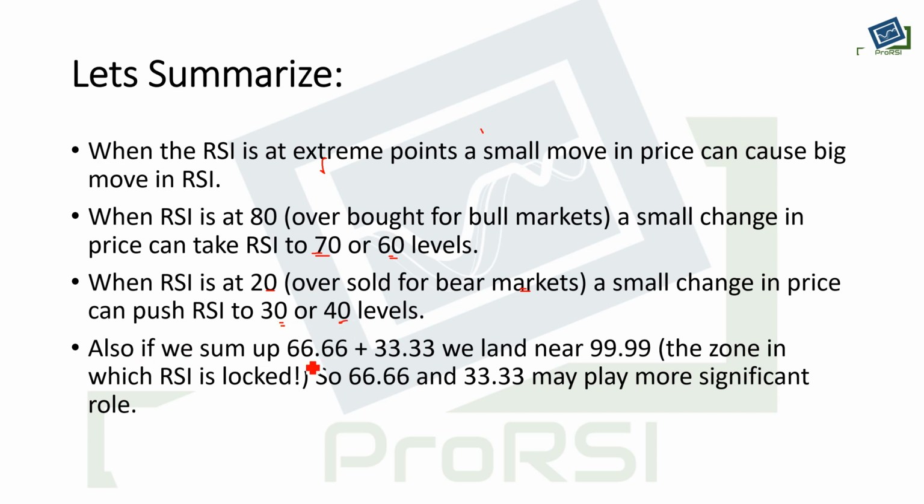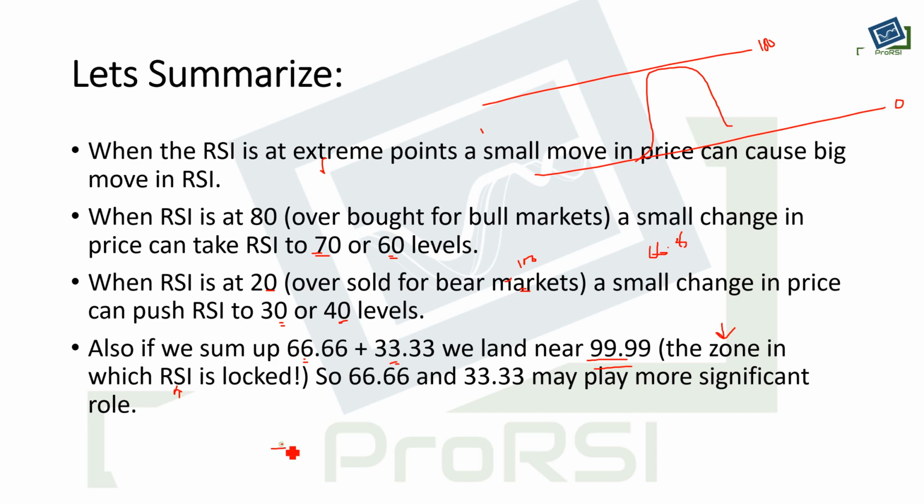So if we sum up 66.66 and 33.33, we land near 99.99, the zone in which RSI is locked. That means almost 100, right? So if we add 66.66 and 33.33, we reach 100. So 100 is the upper boundary and 0 the lower boundary. This is the range, between 0 and 100, in which RSI is locked.